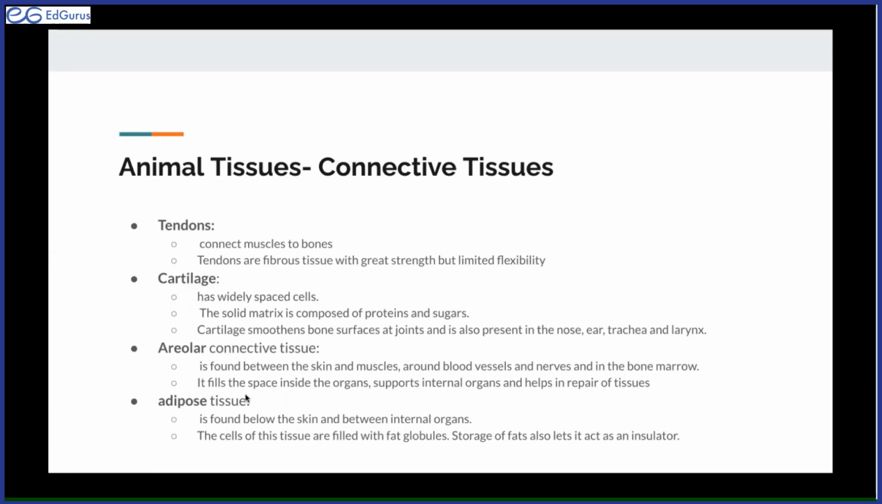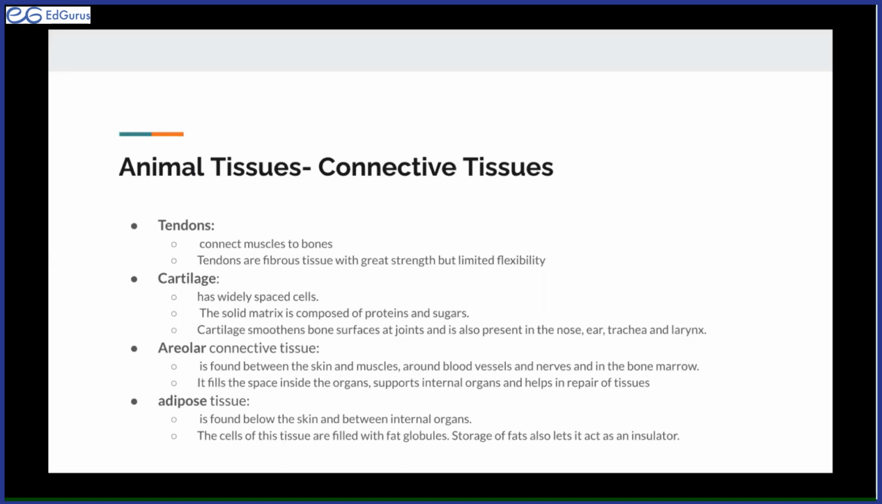Okay? Then the last type of connective tissue is adipose tissue. Its location is below the skin and between the organs. The cells of this tissue are filled with fat globules, and storage of fats also lets it act as an insulator. So adipose tissue is a fat storing tissue, and it acts as an insulator because when a cell stores fats, the fats are able to insulate.